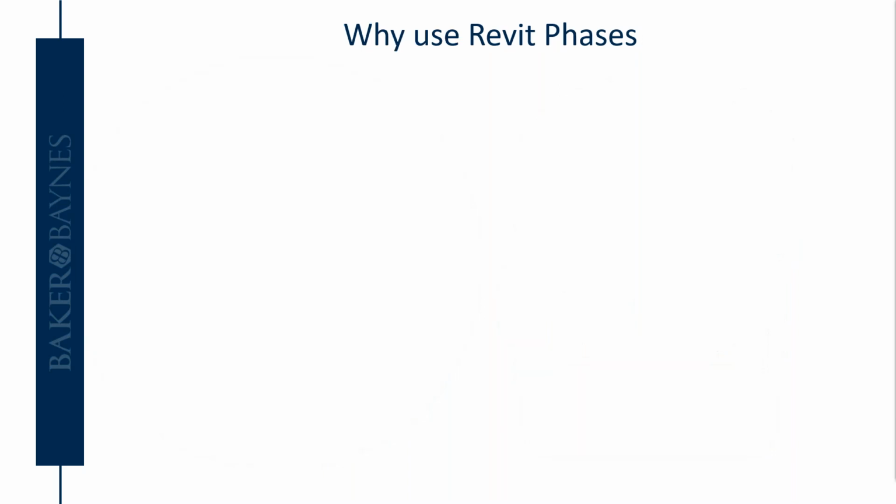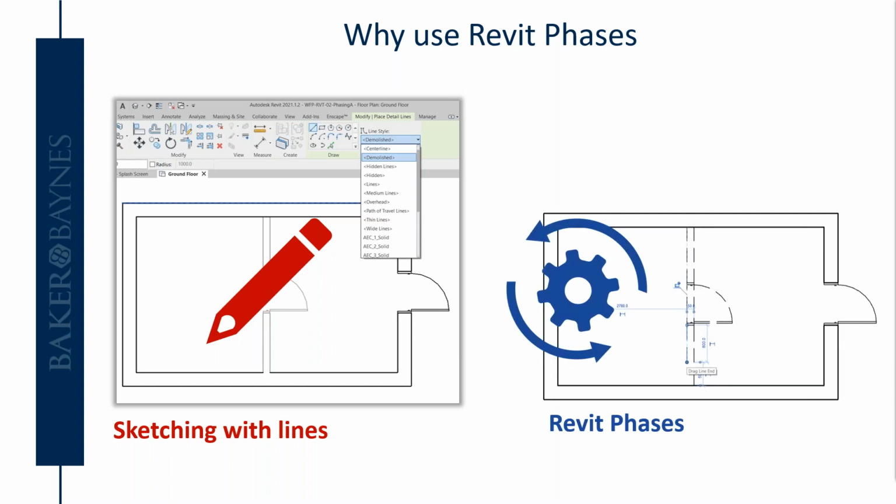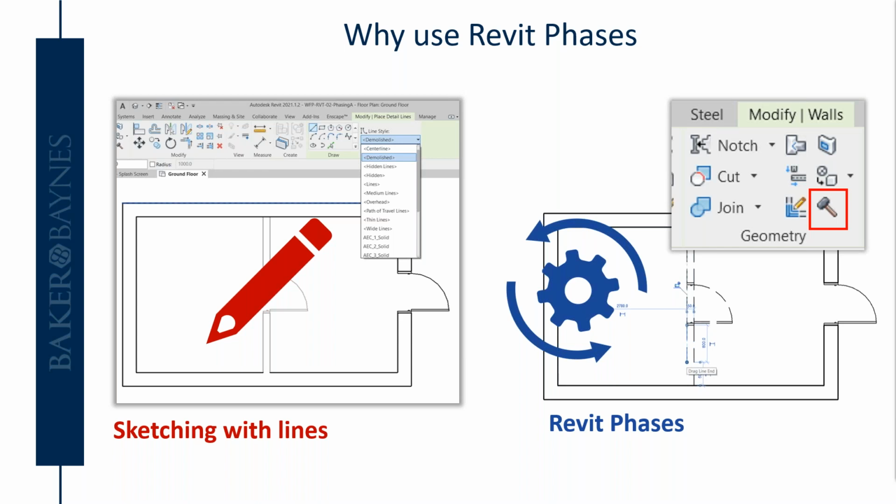So also then, why do we use Revit Phases? Now, for those of you who were used to working in AutoCAD, you are used to the more manual way of sketching all of your lines and fills and colors to show your different phases. Now, instead of doing this, if you use Revit Phases, it really just automates this entire process and helps you produce a correct graphic representation much more easily.